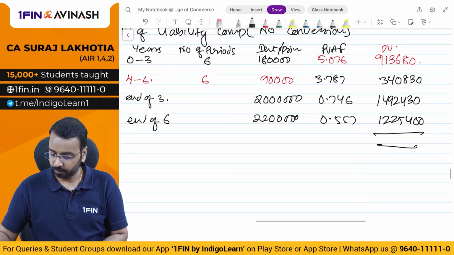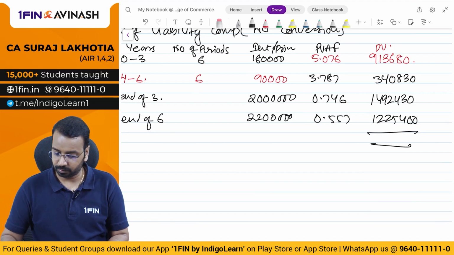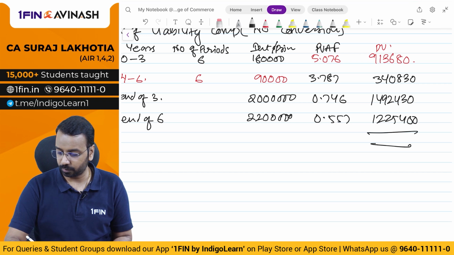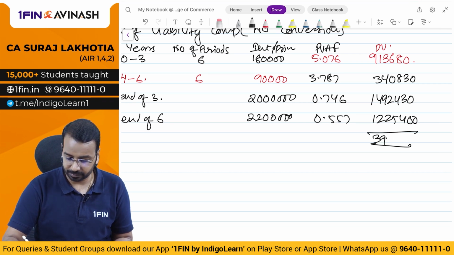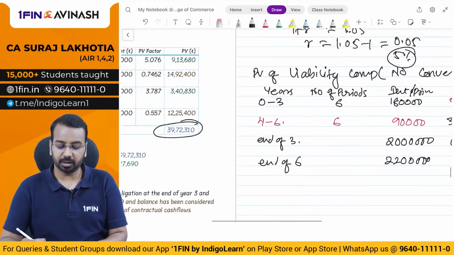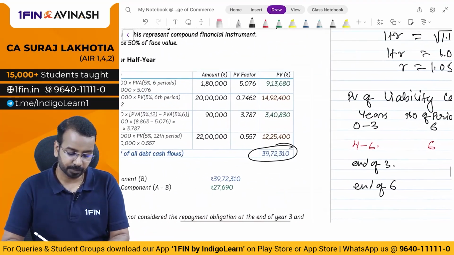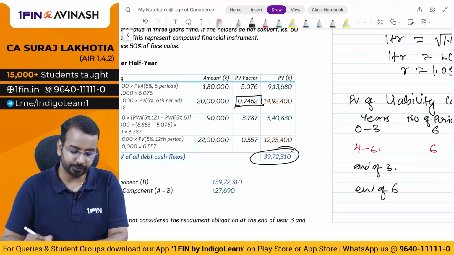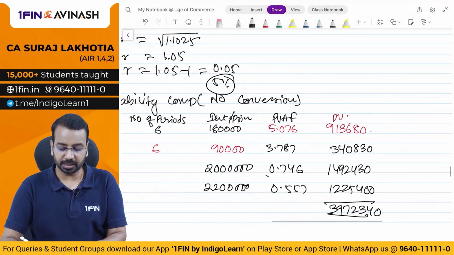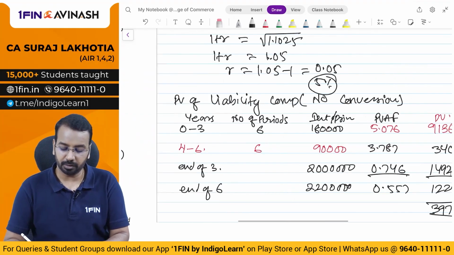So what is the total? 1492,430 plus 340,830 plus 913,680 is equal to 39,72,340. Actually 39,72,310, that 30 rupees difference is because of rounding. Oh, I took 0.7462. Okay, so that is the difference. If we take 0.746, we get 1,492,430, and it will match.